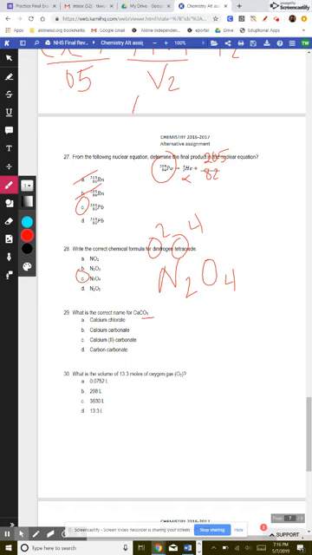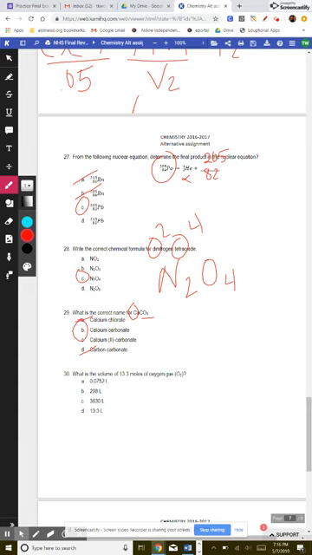Number 29, what is the correct name for CaCO3? Look at your polyatomic ion chart. CO3 is a carbonate, so we can eliminate A, and we can eliminate only A for now, but what I really want to focus on is this says Ca, right? So it can't be carbon. It's got to be calcium carbonate.